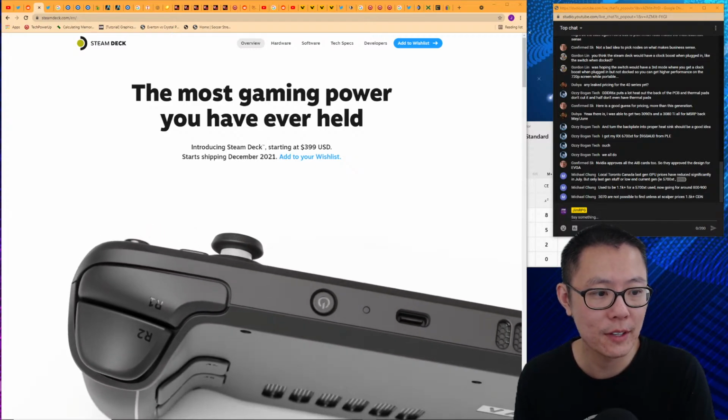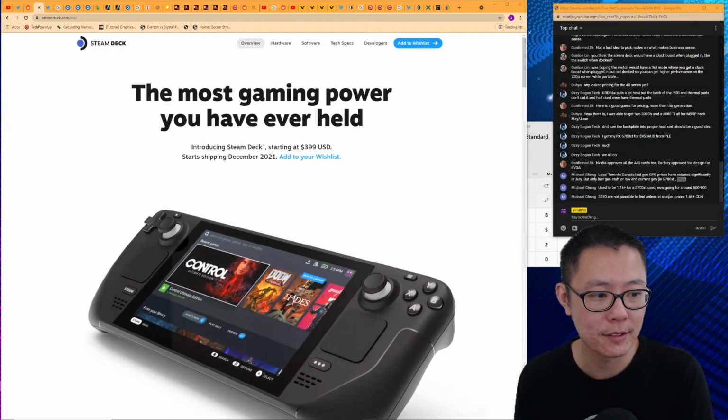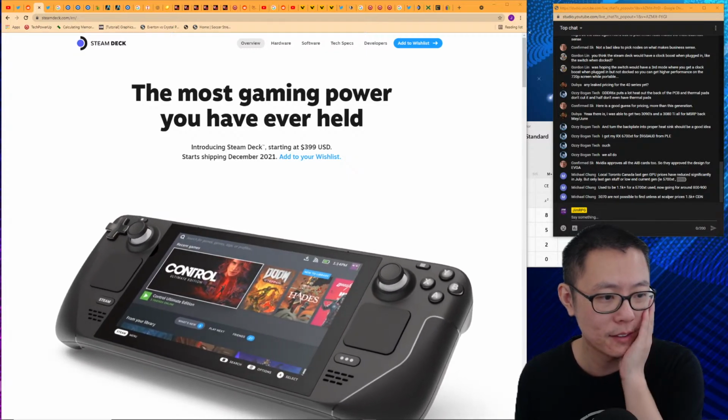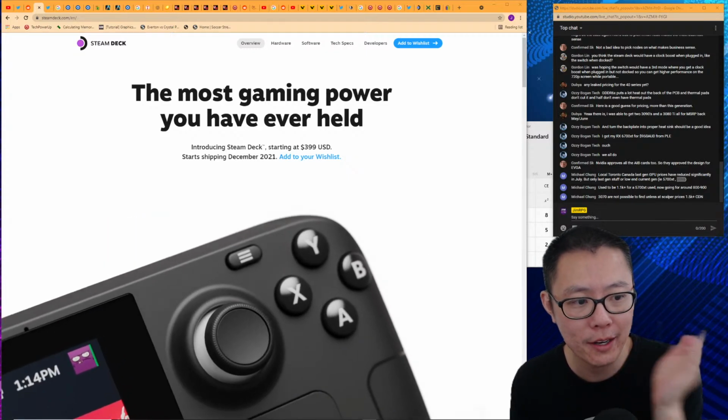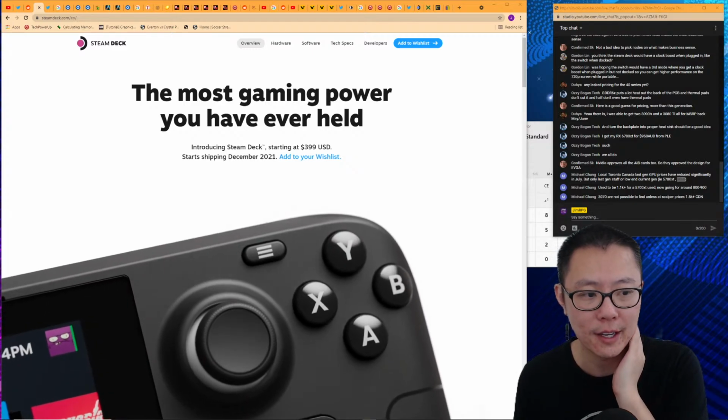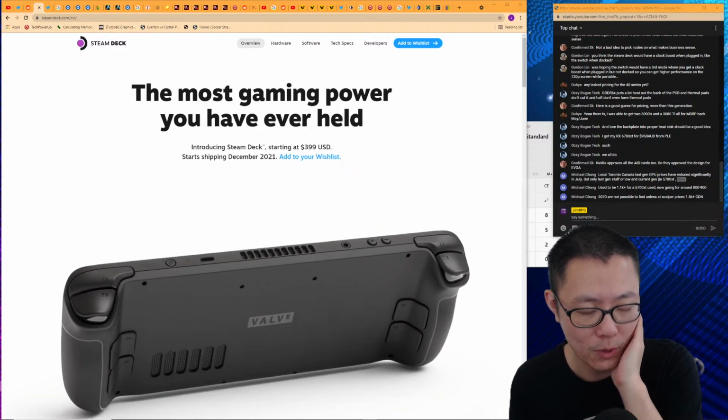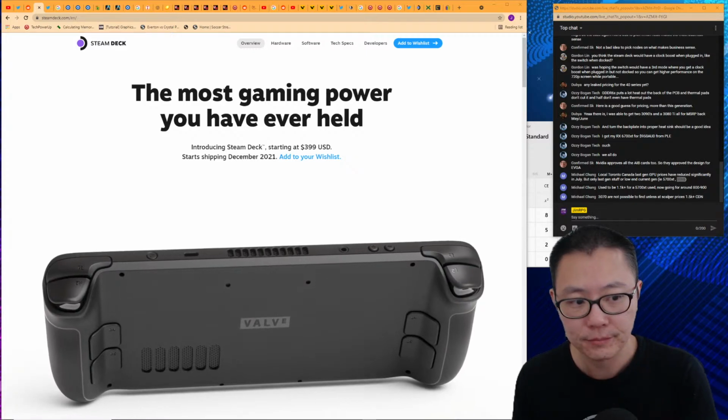Michael says 3070 not possible to find unless it's scalper prices. Yeah, that's really expensive. Okay, so I mean, in that case, for miners would definitely go for that 5700 XT then, if the 3070 is $1,500.